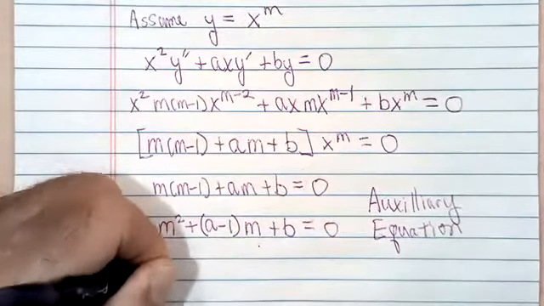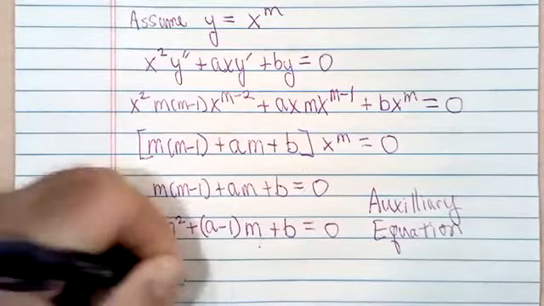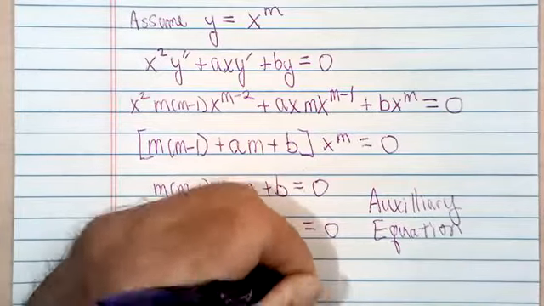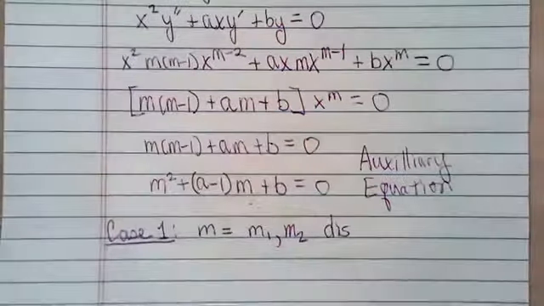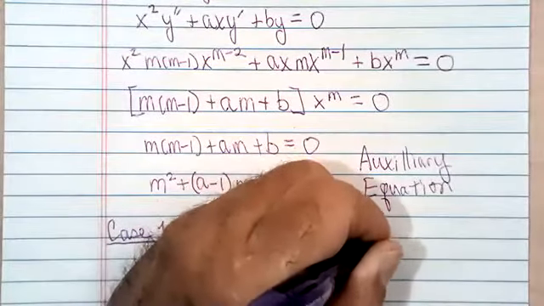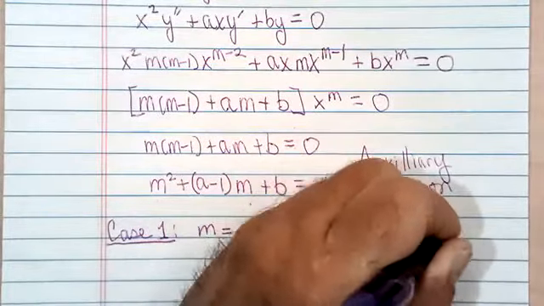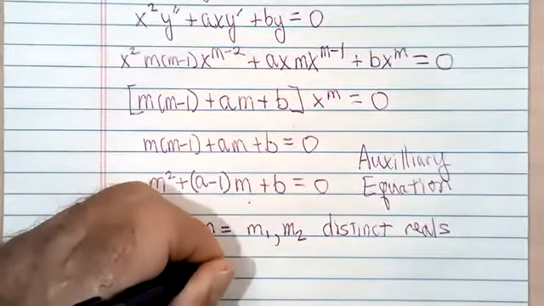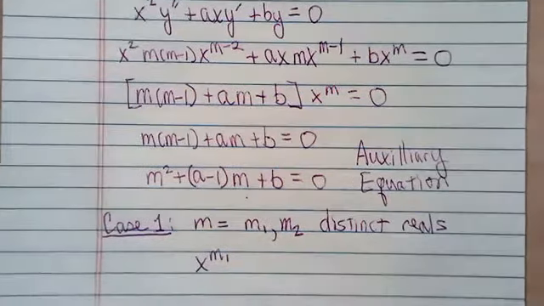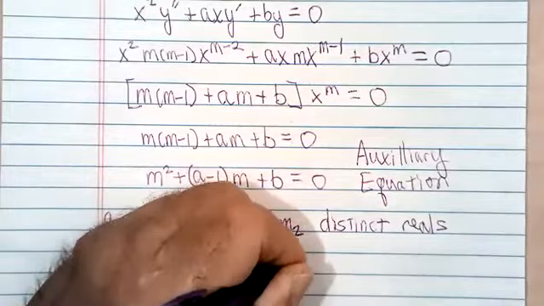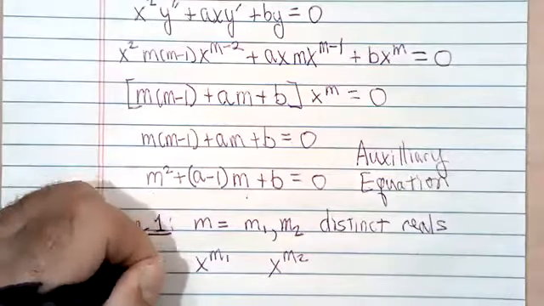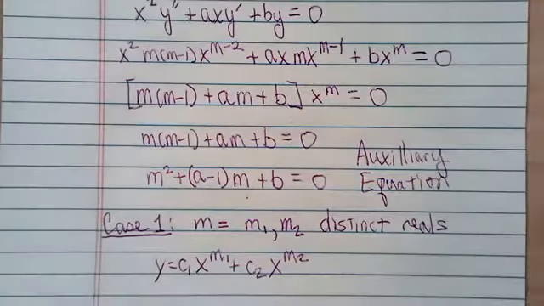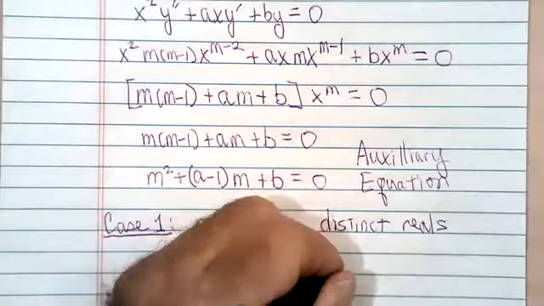Case 1, since it's the easiest one by far: m equals m1, m2, distinct reals. Then x to the m1 is going to be a solution, and x to the m2 is going to be a solution, and all possible linear combinations of them, c1 x to the m1 plus c2 x to the m2, is the general solution.